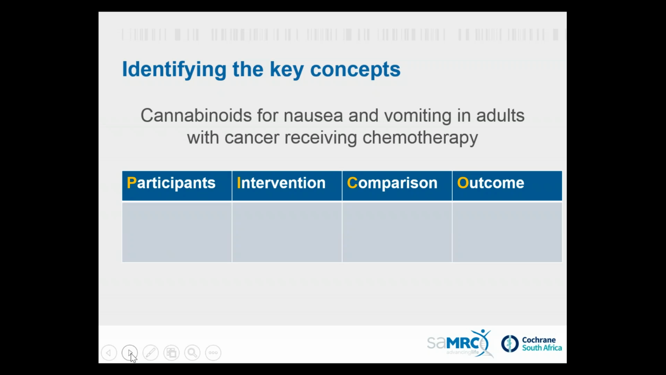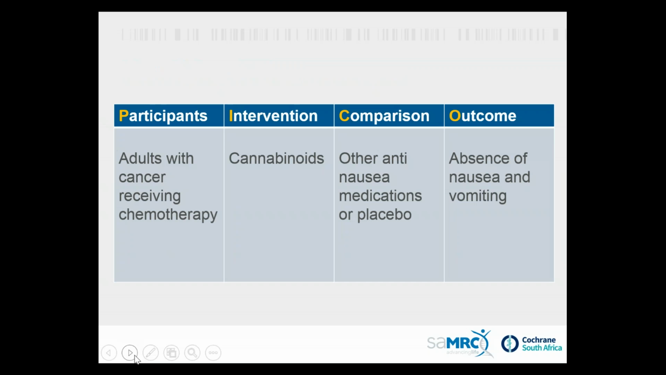And the outcome would be nausea and vomiting, that's correct. When we're talking about the outcome, it could be a decrease in the nausea and less vomiting. Okay, great. So that is what I've come up with for the PICO.